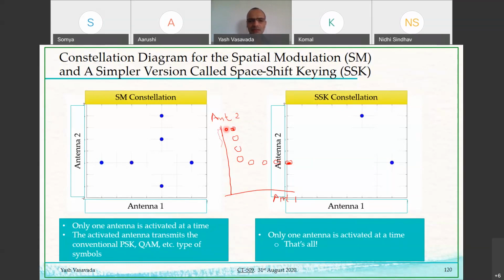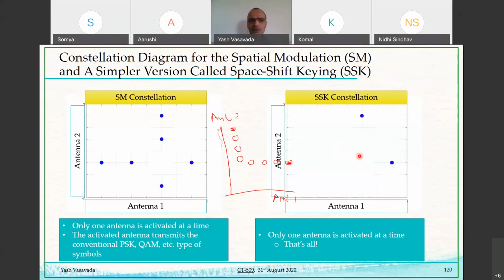Okay, so, by the way, we saw last time that this concept of space shift keying is actually completely analogous to that orthogonal frequency modulation concept that we have seen in the earlier course. The only difference is that these orthogonal dimensions are now created by means of multiple transmit antennas instead of requiring multiple frequencies.